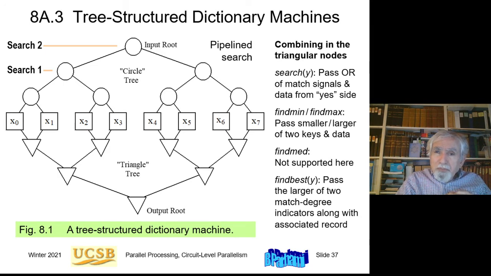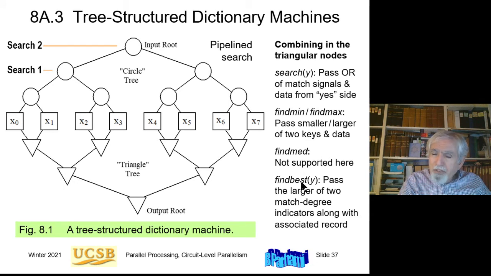Okay, so I can do minimum finding for this. So the search instruction says find minimum. Then these two basically say, here's my value. This one says, here's my value. And the triangular cell says, okay, here's the minimum of those two. And this one says, here's the minimum of these two. So minimum finding and maximum finding is also possible. Median finding cannot be done with this particular architecture.